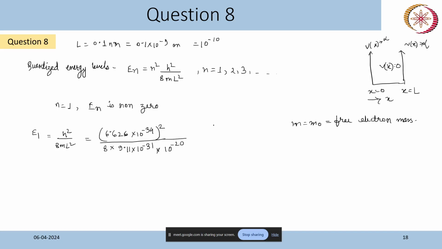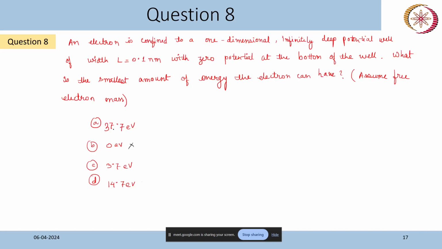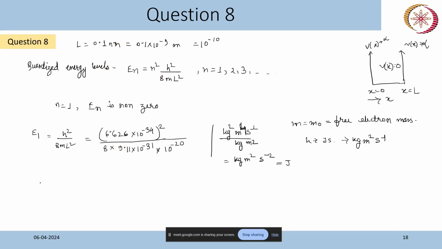Again, I will do the dimensional analysis. I keep everything in terms of joules because it is easier to do that for the dimensional analysis. So this is kg squared meter squared second to the power minus 2, because the unit of h is joule second, which is kg meter squared second to the power minus 1. This will be kg meter squared. So this is meter to the power 4 actually, the square. So this is kg meter squared second to the power minus 2, which is the unit of joule. Okay. Again, it is given in terms of electron volts, so we have to do the conversion. First calculate this.